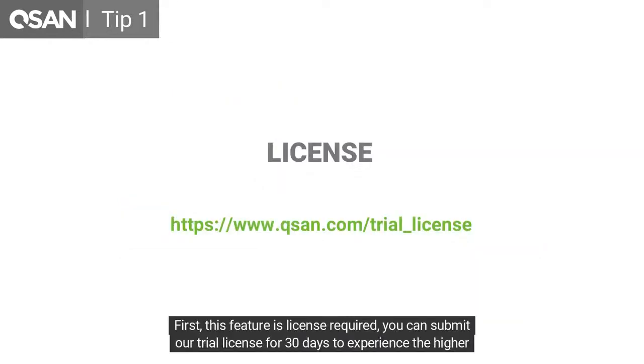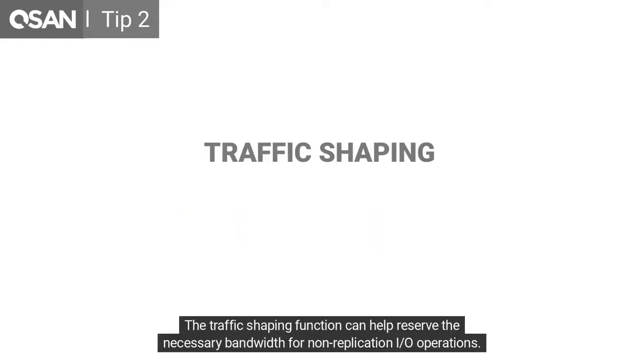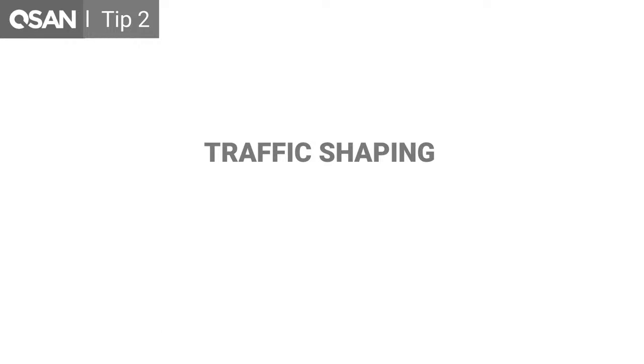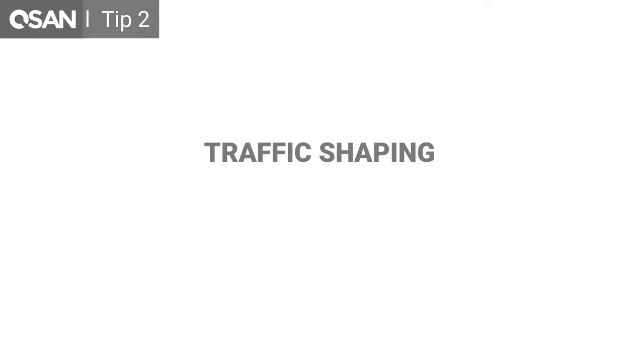First, this feature is license required. You can submit our trial license for 30 days to experience the higher performance of this function. The traffic shaping function can help reserve the necessary bandwidth for non-replication I/O operations. 8 shaping groups can be set. In each shaping group, peak and off-peak time slots are provided for different bandwidths.